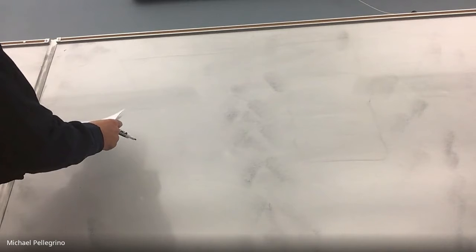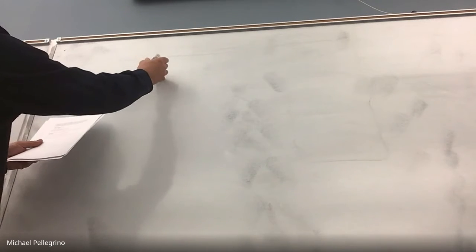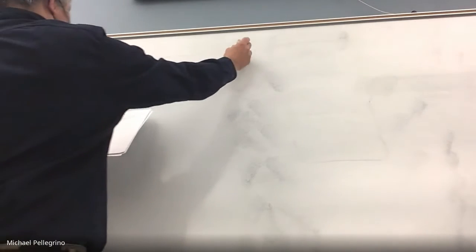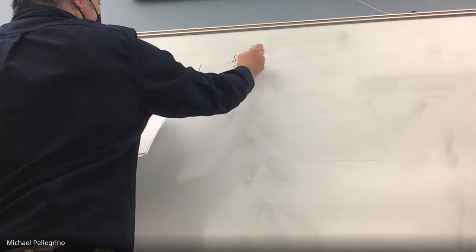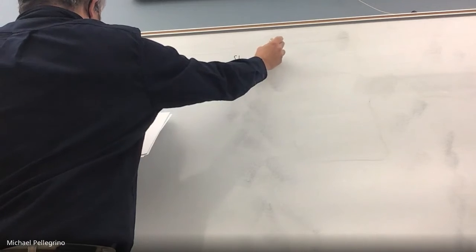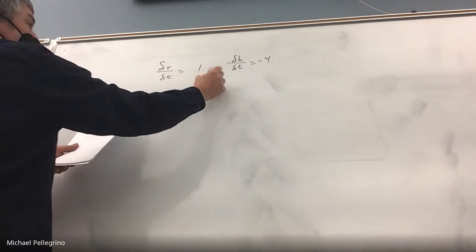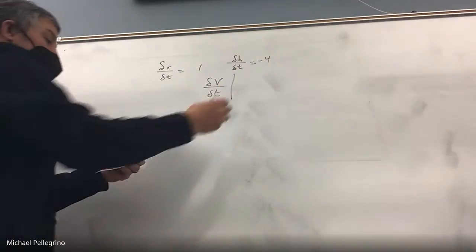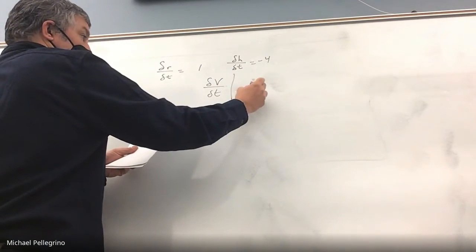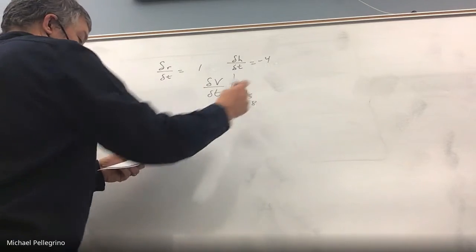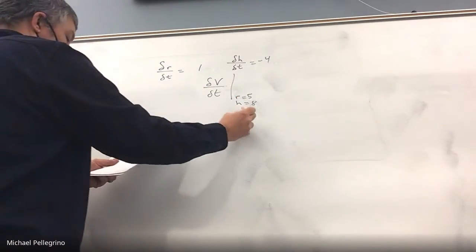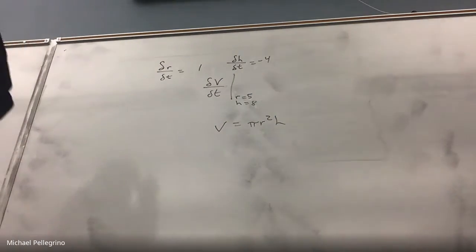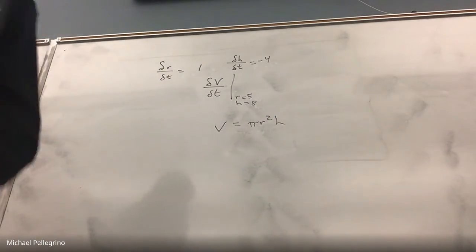Okay, so let's just go through the whole problem. dR/dt is one, dH/dt is negative four, and we're looking for dV/dt when R is five and H is, and we're going to use volume is pi R squared H. Let's do it.